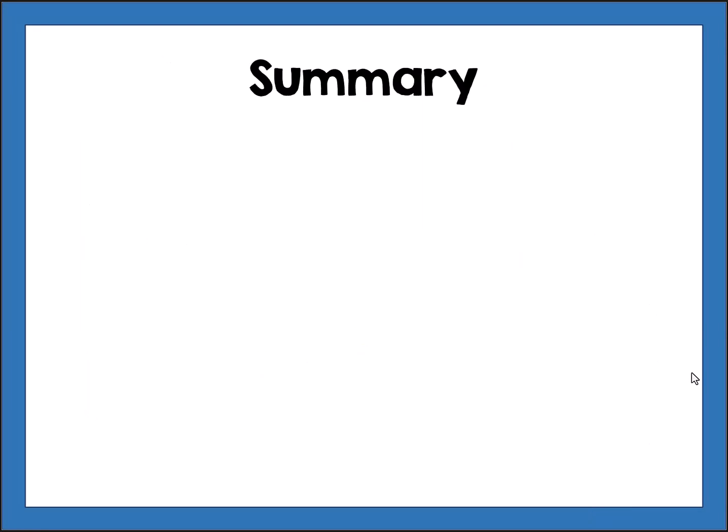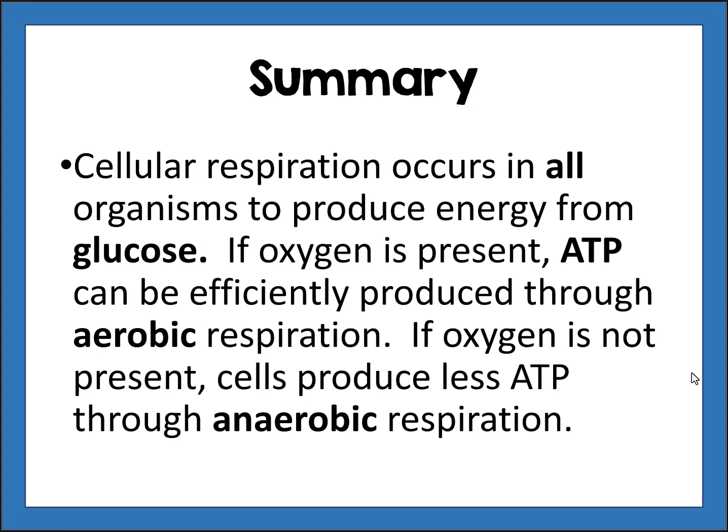So in summary, cellular respiration occurs in all organisms to produce energy from glucose. If oxygen is present, ATP can be efficiently produced through aerobic respiration. If oxygen is not present, cells produce less ATP through anaerobic respiration. And we'll talk about each of those different processes as we continue here.